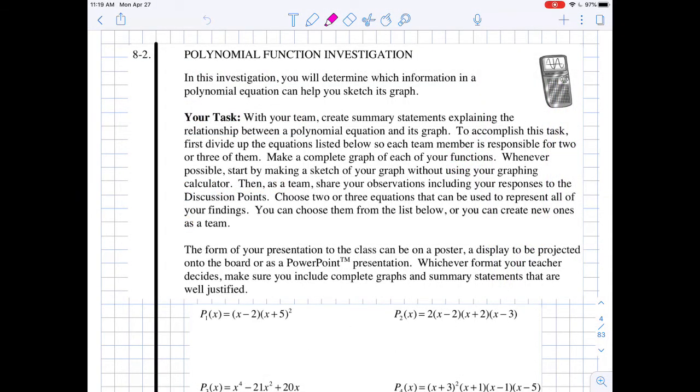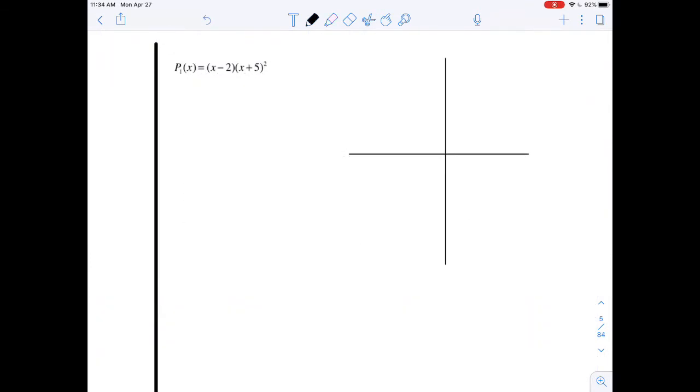So we are going to get started with 8-2. Please push pause and read the problem. So let's start with the number of x-intercepts. We know we have 2 here and we have 1 there. So the number of x-intercepts is going to be 3.